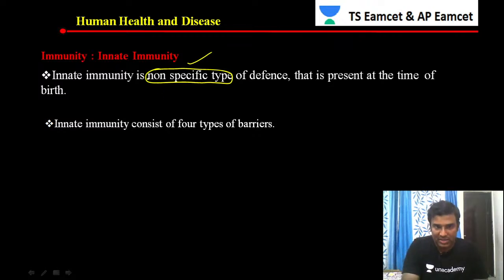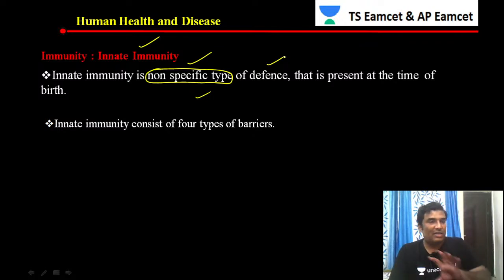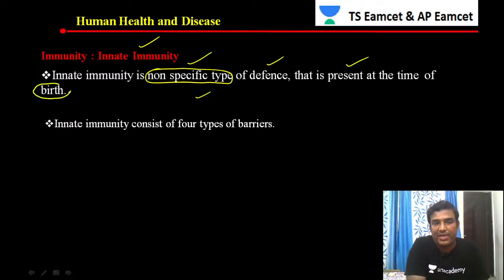So innate immunity is a non-specific type of defense. Of course, it is protecting the body from the disease causing organisms, and the protection is non-specific. This is present at the time of birth. By birth itself the person acquires the capacity to act against organisms. That immunity is called innate immunity.